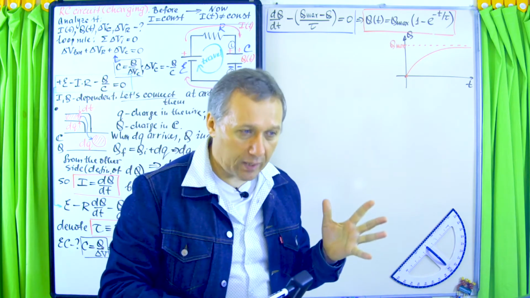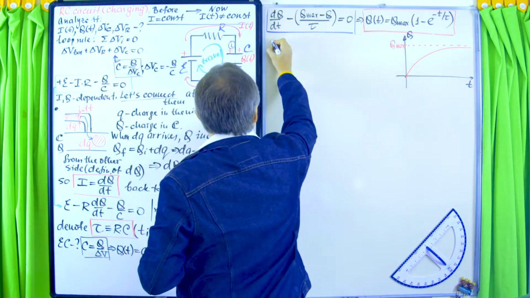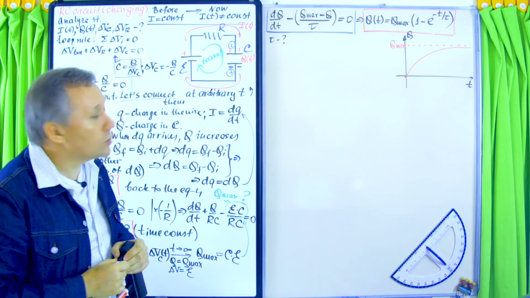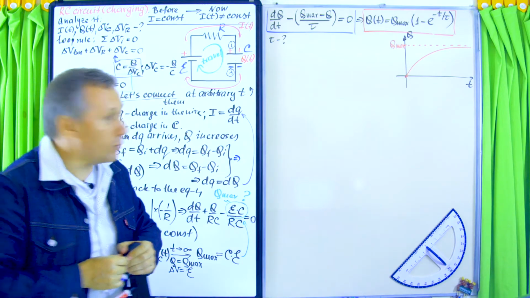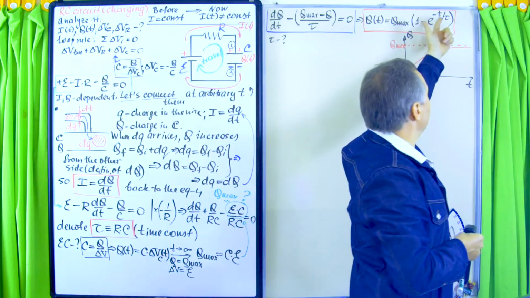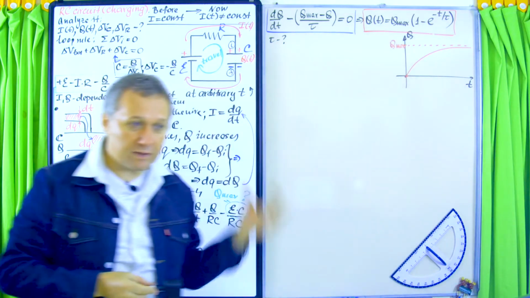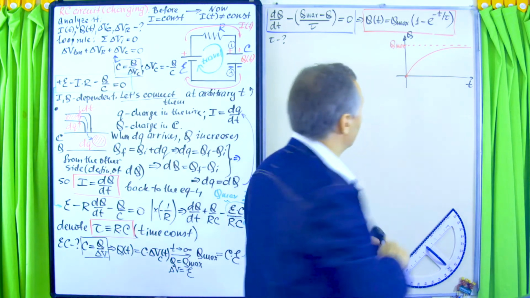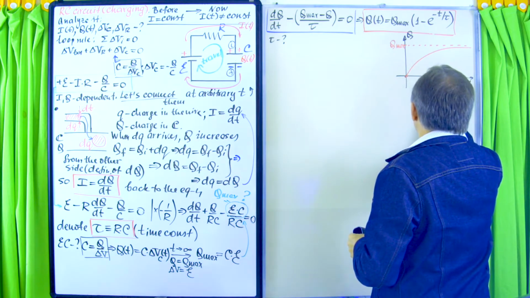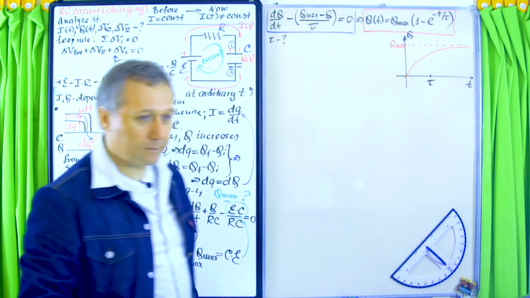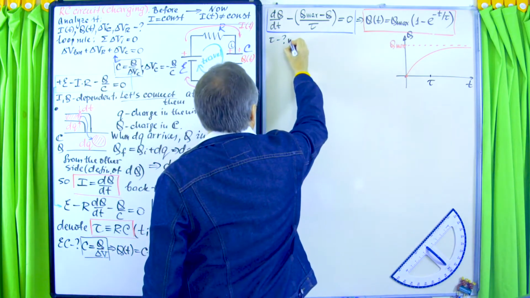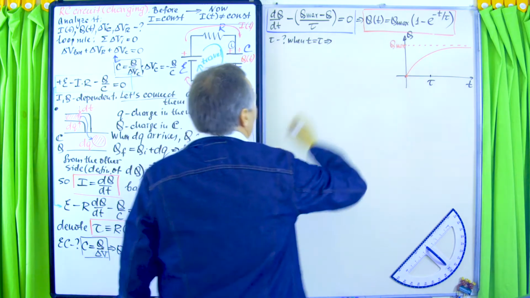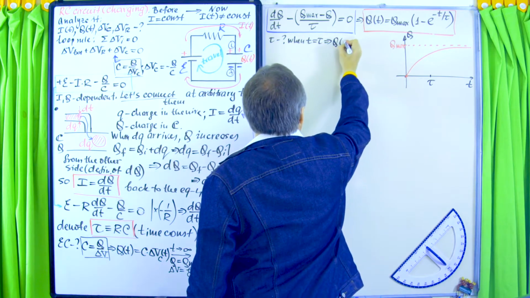Now, what's the meaning of tau? Let me put tau and a question mark. Let's try to understand the meaning of tau. Okay, in order to see the meaning of tau, we just need to look. Tau has units of time, so let's look at what happens at that particular moment of time when t equals tau. It's probably somewhere here, let's say. So what happens at that moment of time? When t equals tau, what are we going to get in terms of q at tau?